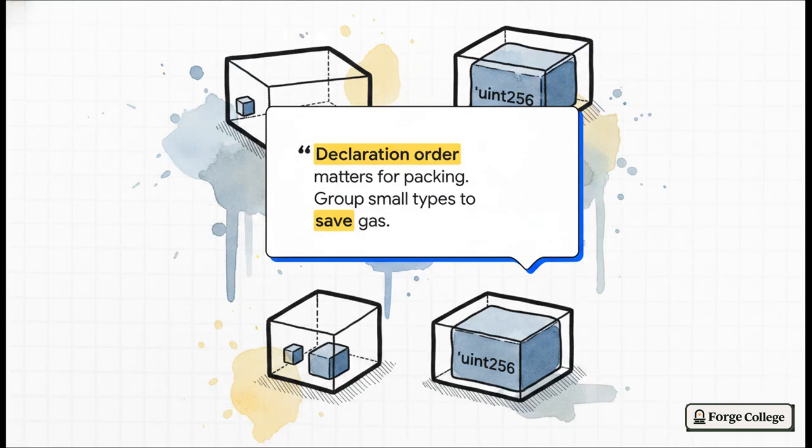And that gives us the golden rule of storage. Declaration order matters for packing. Group your small types together to save gas. Seriously, if you declare a tiny boolean, then a giant uint256, and then another tiny boolean, the EVM won't kindly rearrange them for you to save space. No way. It's going to put the first boolean in container 0, realize the uint256 won't fit alongside it, so it shoves the uint256 into container 1, and then puts the second boolean in container 2. You've just wasted 3 whole containers when you could have easily used 2.